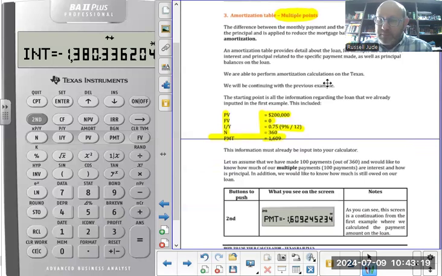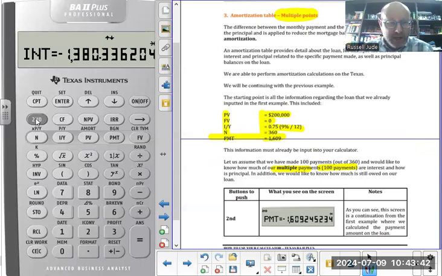Now I want to work out not exactly payment 100. I want to work out details relating to my loan over multiple payments. In other words, I've now made 100 payments. What is the detail of those 100 payments? It's multiple payments, not a single payment.